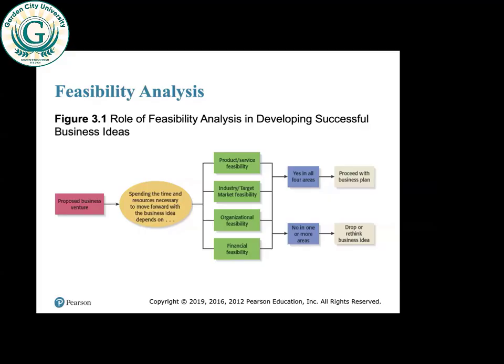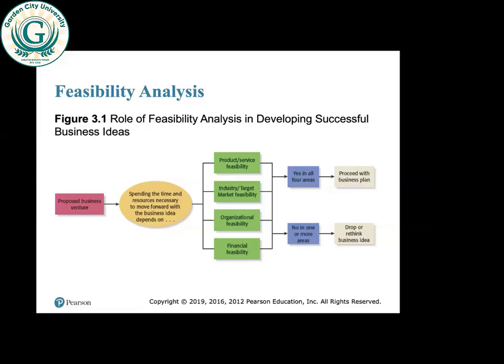What is the sustainability of this product or service? It means that, can this product be produced for a long time? Can I produce this for a long time, or it can only be produced for a short period and that's it?